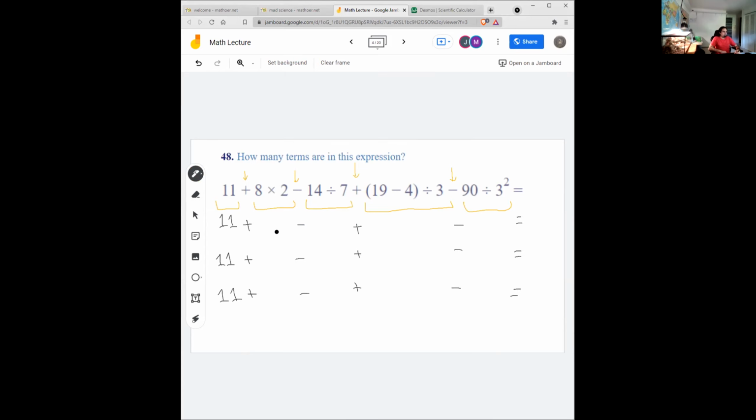So 11 is just 11. 8 times 2 is 16. 14 divided by 7 is 2. 19 minus 4 is 15. And then 15 divided by 3 is 5. And I don't need this whole bottom one. Then 90 divided by 3 times itself. 3 times itself is 9. So that's just 10. So 11 plus 16 gets me up to 27. Down 2 is 25. Plus 5 is 30. Minus 10 is 20. Did I do all that correct?